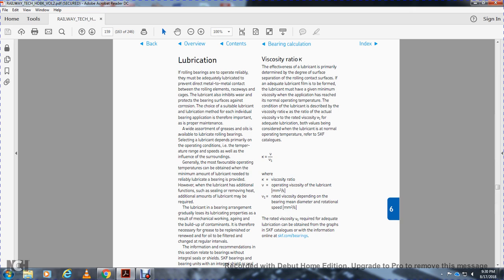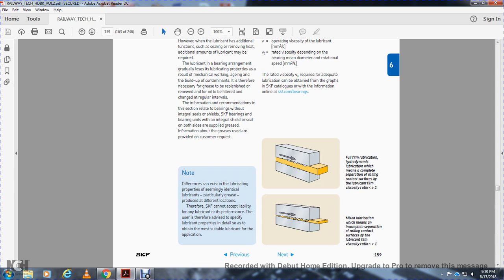Kappa, the viscosity ratio, is equal to the operating viscosity of the lubricant in square millimeters per second divided by ν1, the rated viscosity, which depends on the bearing mean diameter and rotational speed, also in square millimeters per second. Adequate lubrication can be checked with the graph in the SKF catalog or the information online at skfbearings.com. Note that differences can exist in the lubricating properties of seemingly identical lubricants from different locations, so SKF cannot vouch for the lubricating performance. Therefore, seek the advice of the lubricant supplier on the properties to obtain the most suitable lubricant for the application.